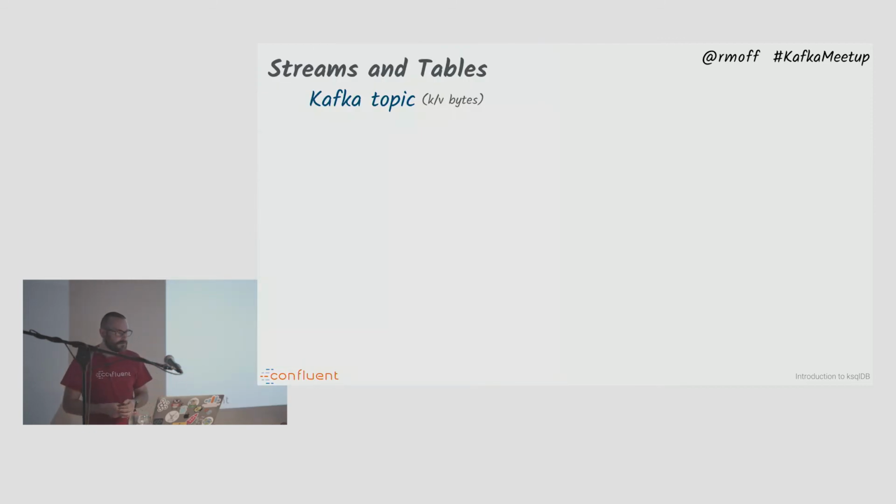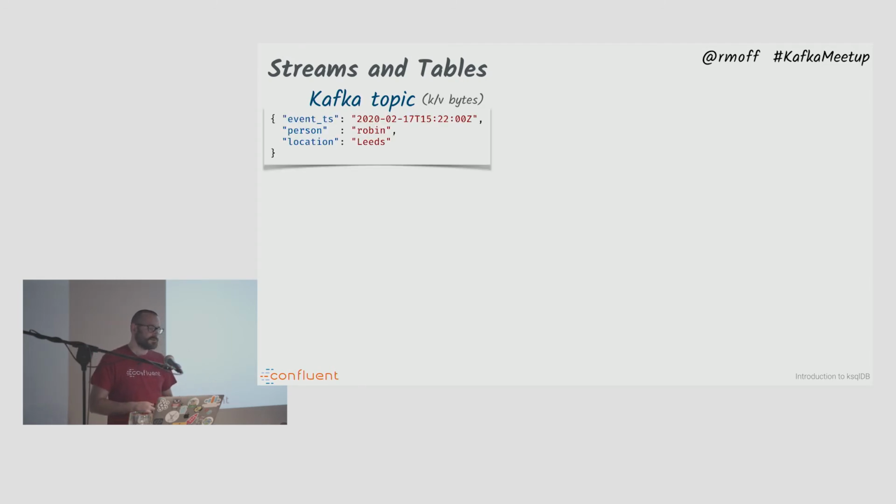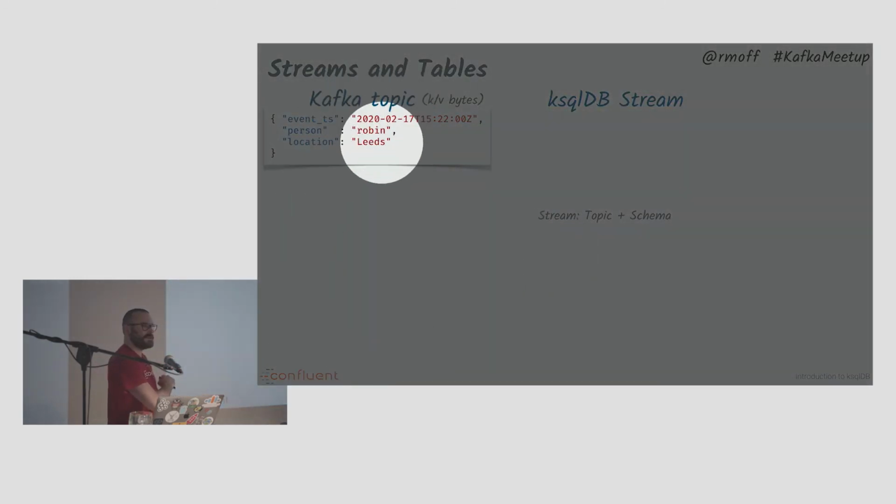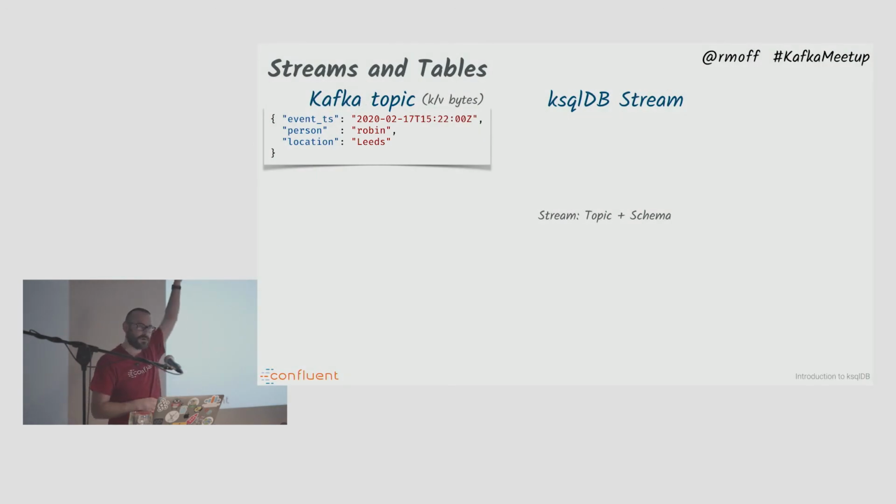So we have a Kafka topic, and Kafka topics are just key value bytes, which is why we need to care about schemas. Within our message, we've got a timestamp, we've aliased the person as a key, and then we've got the value. We've got a ksqlDB stream, and a stream is our topic plus a schema, because up here we've just got bytes. So I've said we're going to take it as if it's JSON or something, and we can deserialize it so we can see it like that. But on the topic, it's just bytes. So we specify how to deserialize it. It's Avro, it's JSON, or whatever. So we now have a schema.